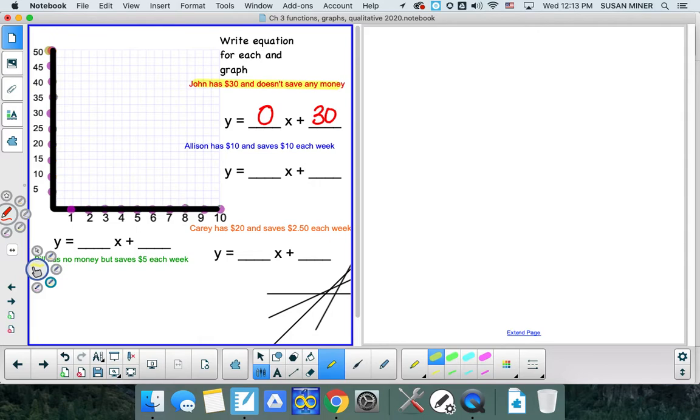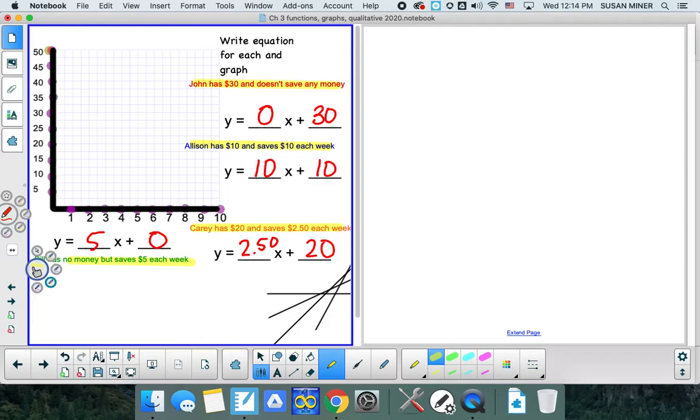So there's John. Allison has $10. So she starts out with $10 and she saves $10 each week. Carrie has $20 to start out and saves $2.50 each week. And Bill has no money to start out, but saves $5 each week. So I hope that you're getting really good at writing out these equations, y equals blank x plus blank, and that you guys are kind of figuring out where these numbers go. So these are just some easy real world examples.